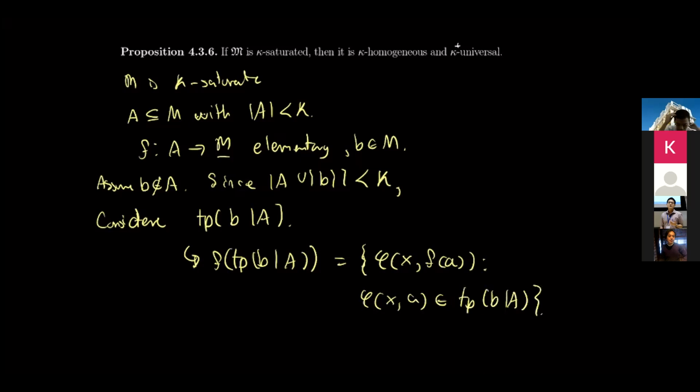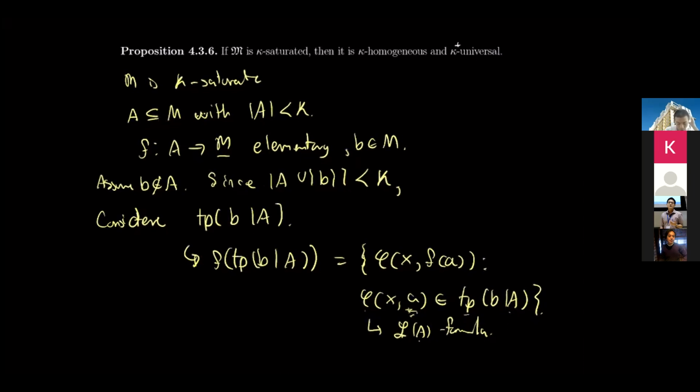So what does this notation mean? It means that you're going to look at L_A formulas here. And what you're going to do is list all the formulas, all the constants, all the parameters that come from A. You put it in here and you look at all the formulas of this form that is in the type of B over A. And then you're going to look at the f right here. You map all the parameters from A to f of A. Okay, and now by mapping it this way, you can see that this guy is an n-type over the image of A.